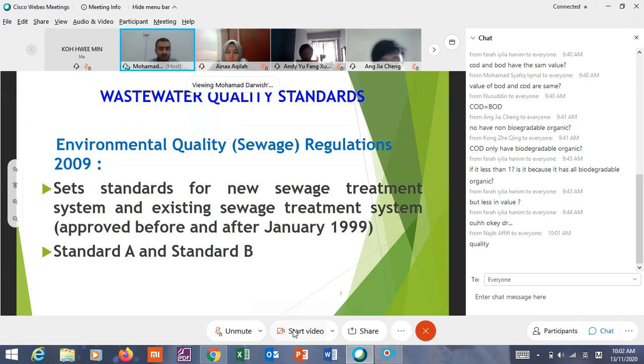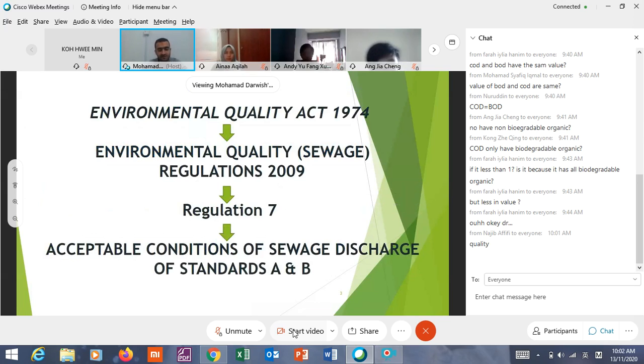So the same goes for wastewater. For standard A, it means that the quality of this treatment is higher than the quality of treatment of standard B. But sometimes we allow standard B, and sometimes we strictly have to follow standard A. So now we will know why standard B and why standard A. Okay, so this is the hierarchy of the act.